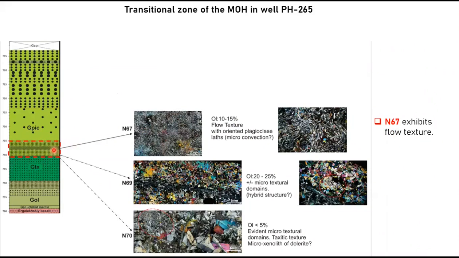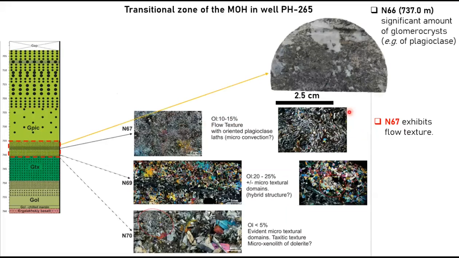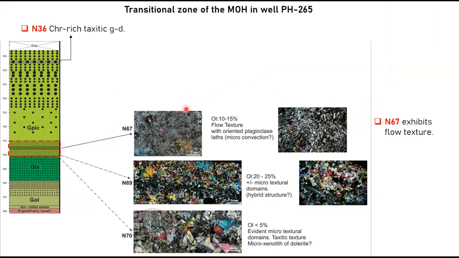In this transitional interval, we also have this sample 67, which exhibits a flow texture, which we're going to see in more detail. And the samples also have a significant amount of glomerocrysts, for example, of plagioclase, compared with the rest of the picritic interval. Additionally, we're going to check this very thin layer of chromium-rich taxitic gabbro-dolerite that occurs within the picritic layer.